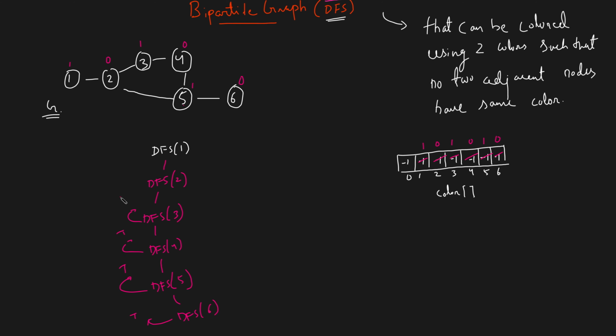This is definitely going to return a true. And this will return a true, saying that I am bipartite, right? If none of the DFS calls returns a false, I can definitely say it's a bipartite graph. So this is how you're going to check for the bipartiteness of a graph.